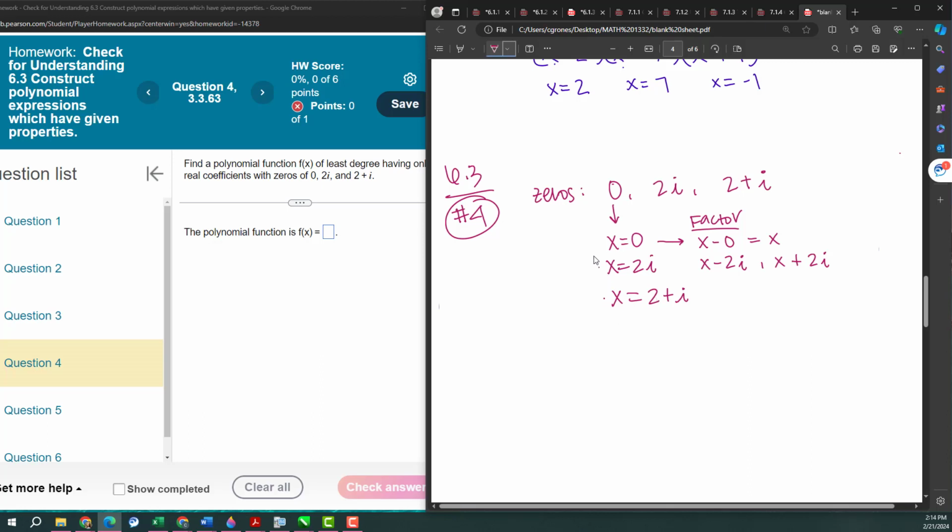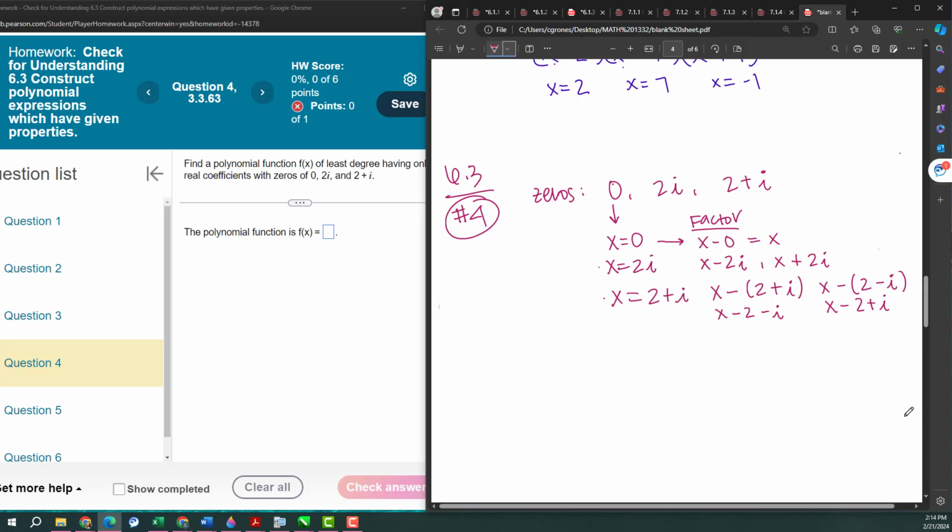And then same thing for this last one. So these two are both going to have 2 factors. So x minus 2 plus i, and then x minus 2 minus i. So basically we've got x minus 2 minus i, and then x minus 2, and this is a double negative, so it's plus i.